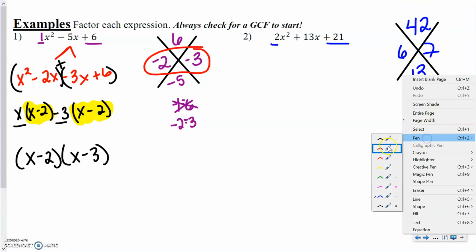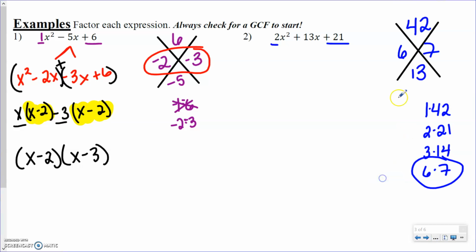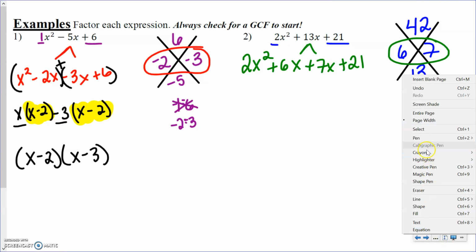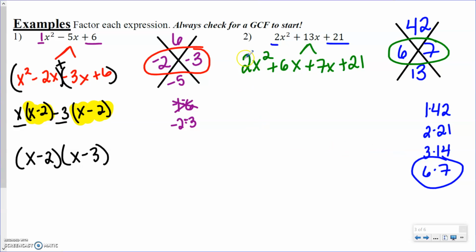Okay, so A and C stay the same. So 2x squared and a plus 21 stay the same. I'm going to split this middle term to have a 6x and a 7x. And then we're going to go ahead and factor by grouping. So two groups. In the first group, I can divide by 2x. So I'm left with 1x plus 3 when I divide by 2x. So 2 divided by 2 is 1.